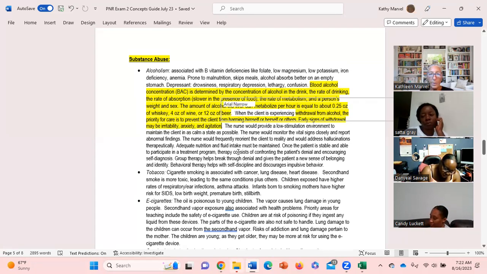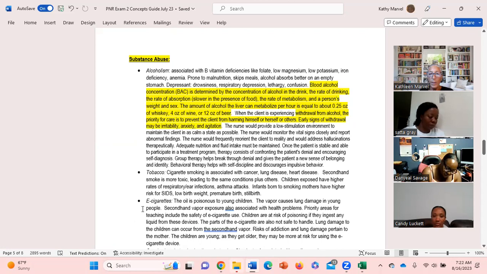Okay, so I'd like you to really be aware of what constitutes blood alcohol concentration. There are actually some examples here of absorption. 0.25 whiskey, 4 wine, 12 ounces of beer. I'd like you to understand how blood alcohol concentration works and what factors affect it. I'd like you to understand the withdrawal symptoms of alcohol and the interventions.